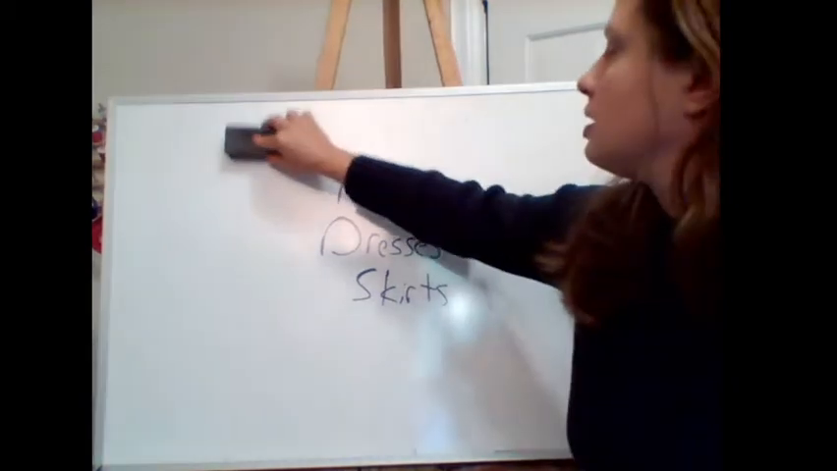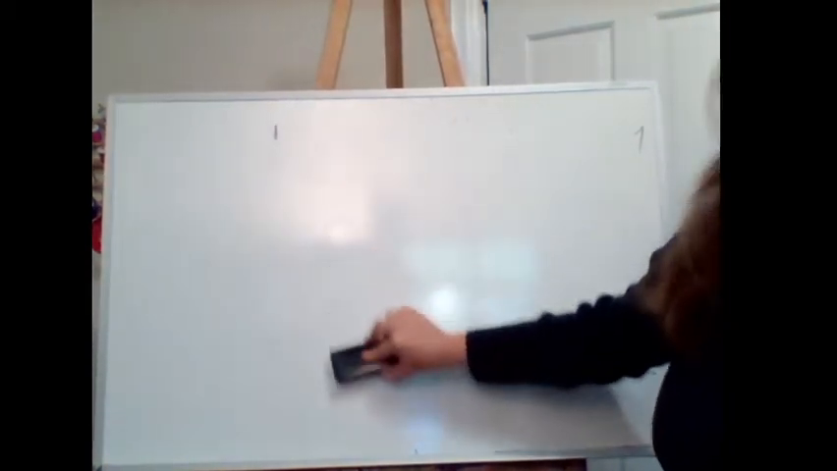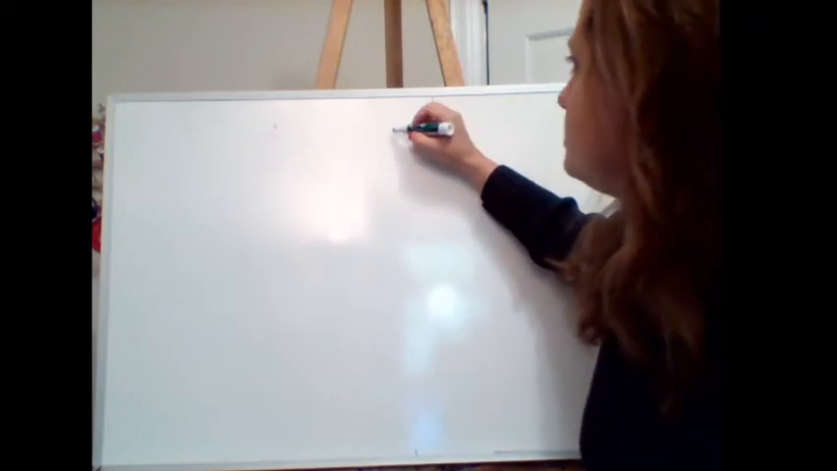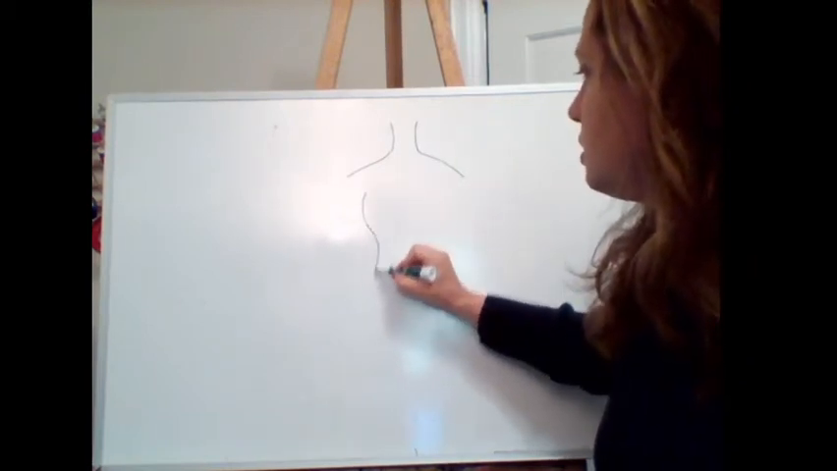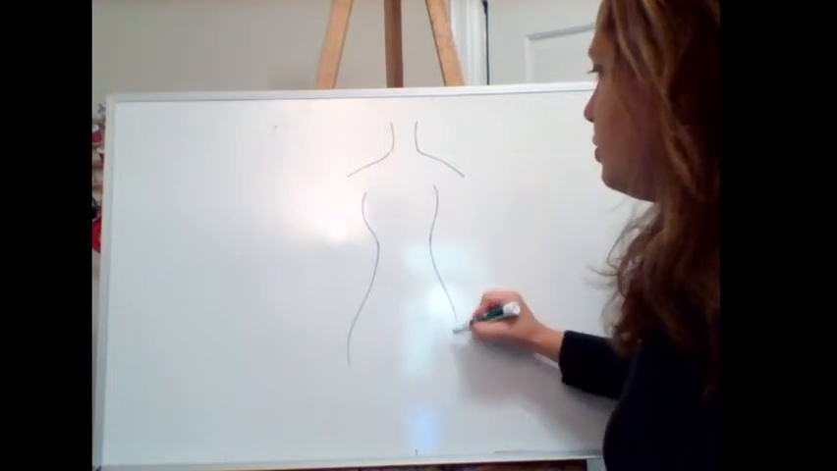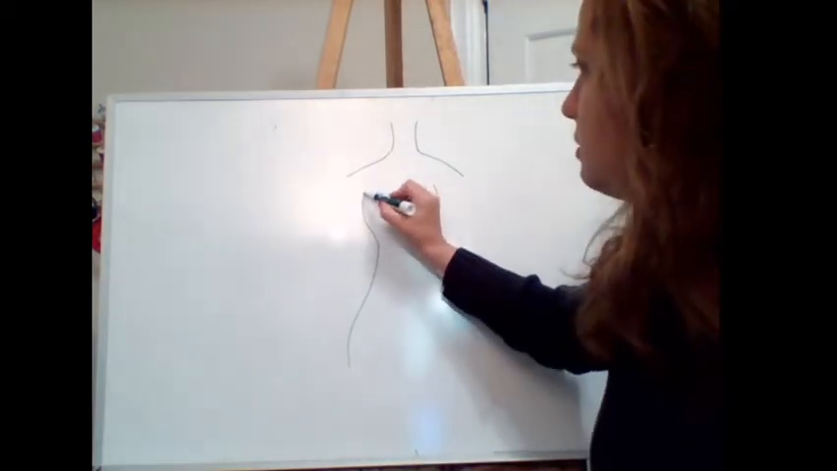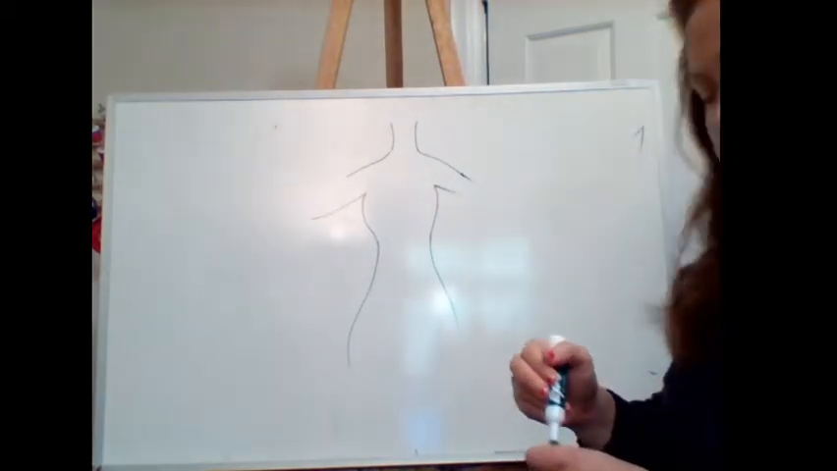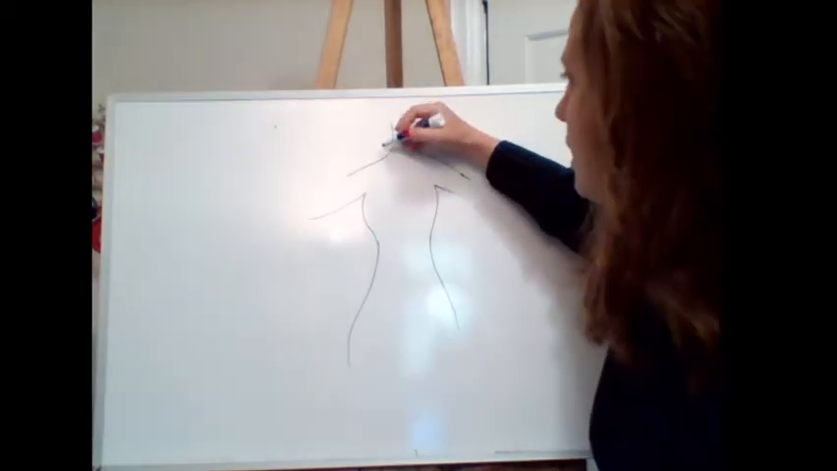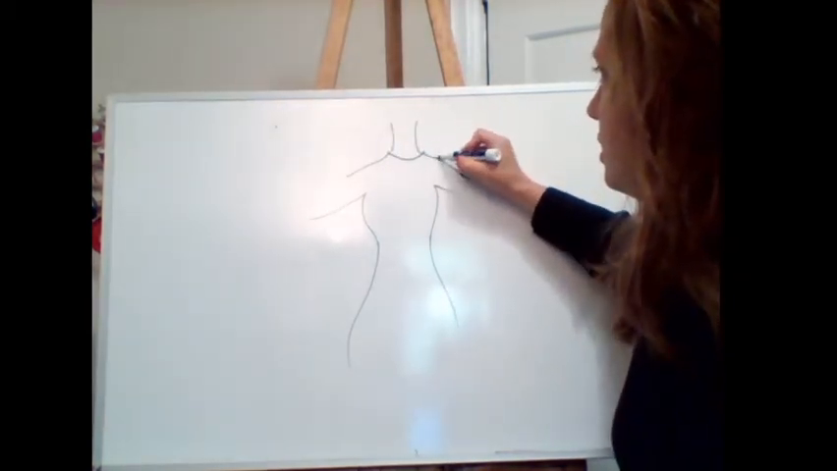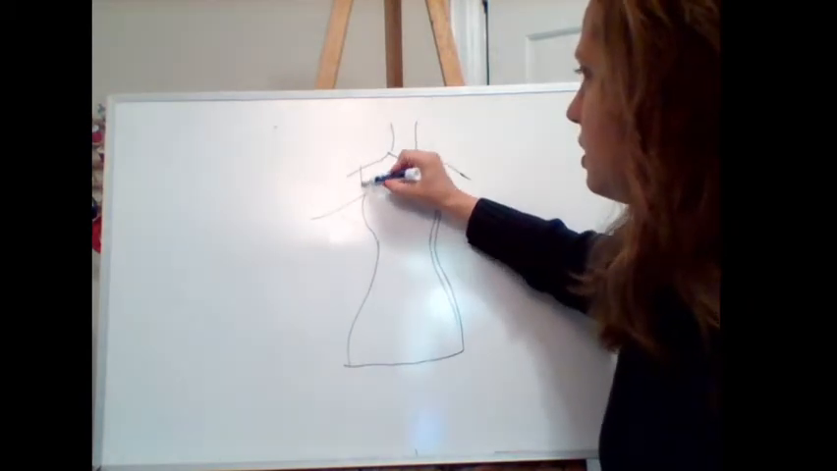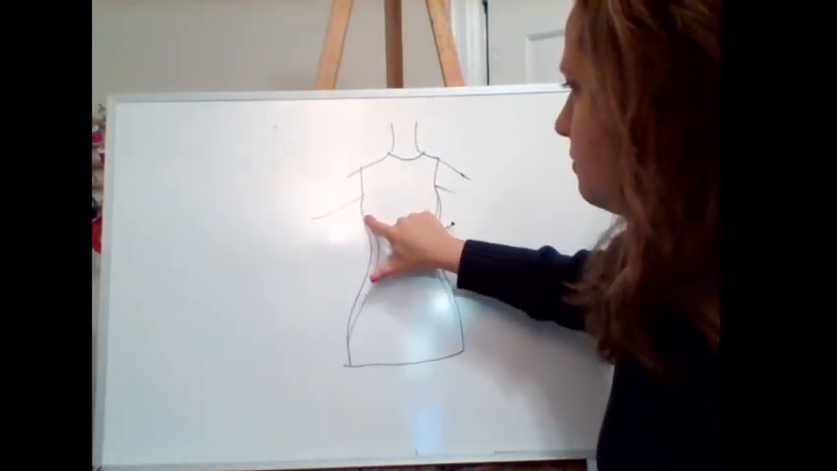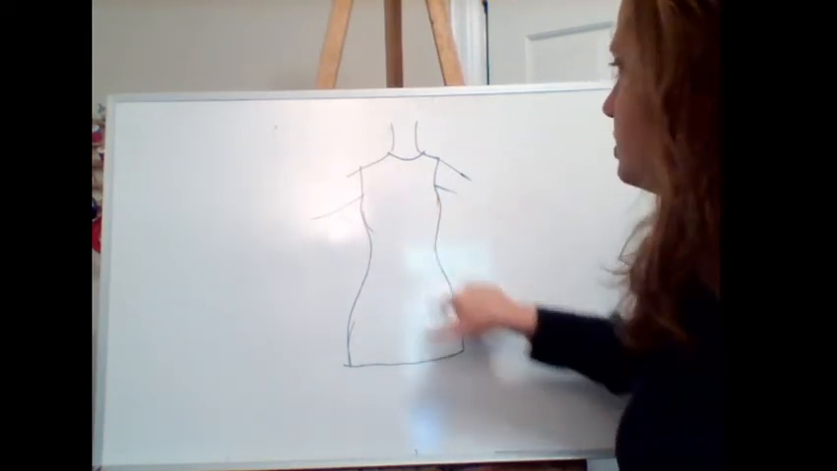So let's start with dresses. What I want to do is take a look at a basic fitted dress. We could call it a shift if we want, and see what our options are for fitting it. So I'm going to do a basic outline of the body so we know how it's fitting. And let's take a dress, and I'm going to make a very basic one. I'm not even going to get into sleeves quite yet. So we have our basic dress like this, okay?